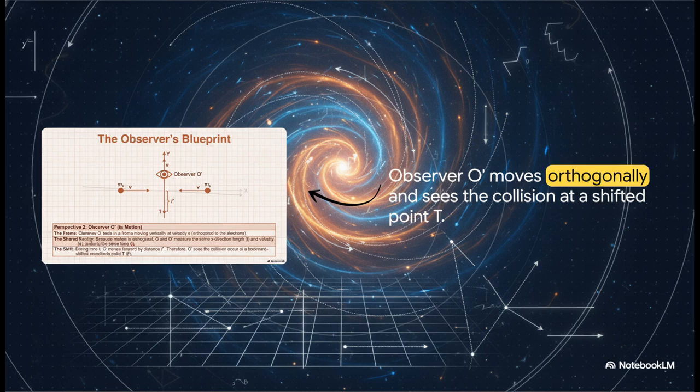We're going to introduce a second observer, O prime. This observer is also moving at that same speed v, but they're moving upwards at a right angle to the electrons. Now, from their moving viewpoint, the collision doesn't happen at the center anymore. To them, it looks like it happens at a shifted point, a different distance we'll call L prime.